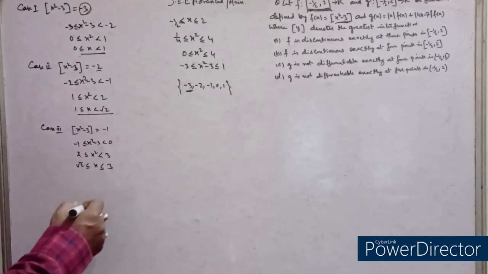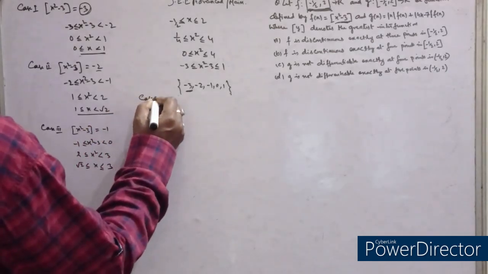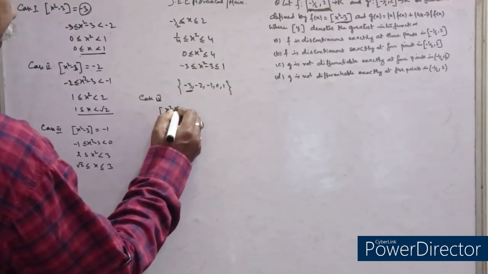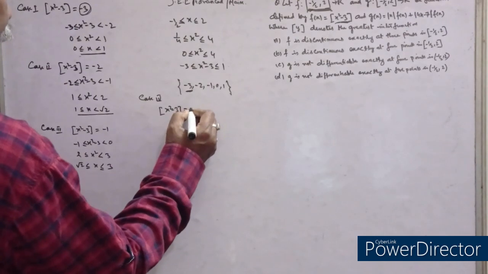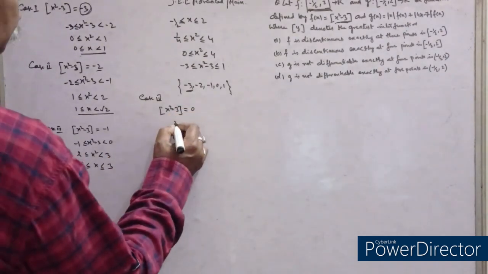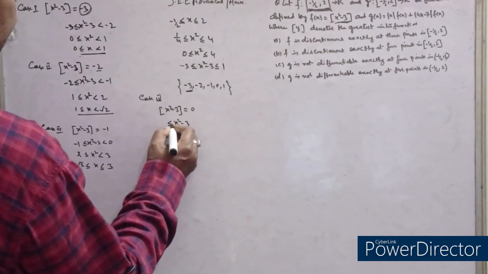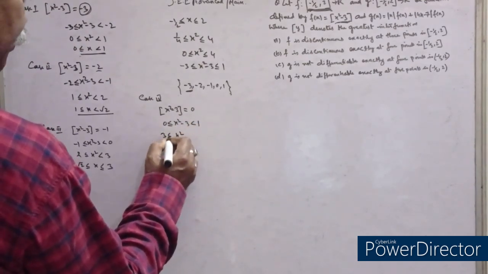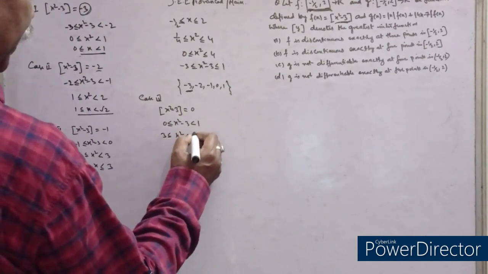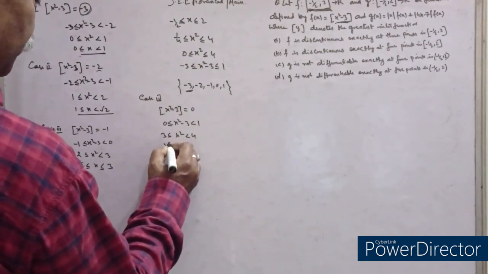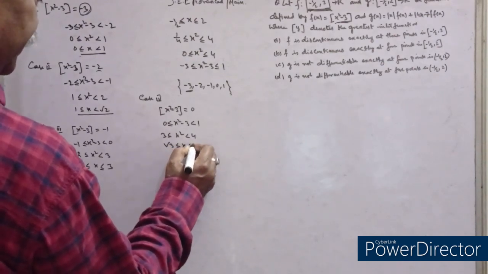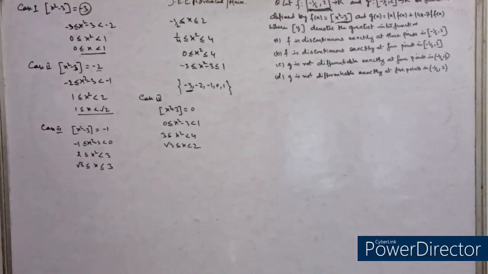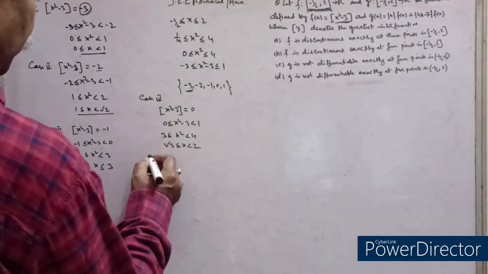Similarly, I am going to case 4. In case 4, the greatest integer of x² minus 3 is equal to 0. So x² minus 3 is greater than or equal to 0 and less than 1. So 3 less than or equal to x² less than 4, that is, root 3 less than or equal to x less than 2. In this interval, your greatest integer value is how much? 0.